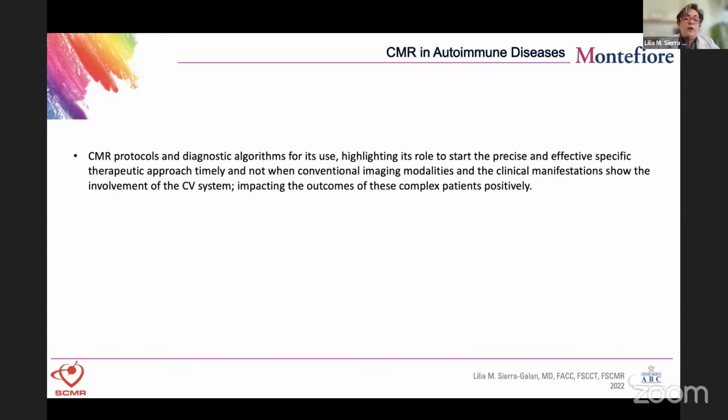And CMR protocols and diagnostic algorithms for its use highlight its role to start precise and effective specific therapeutic approaches timely, and not when conventional imaging modalities and the clinical manifestations show the involvement of the cardiovascular system, impacting the outcome of these complex patients positively.